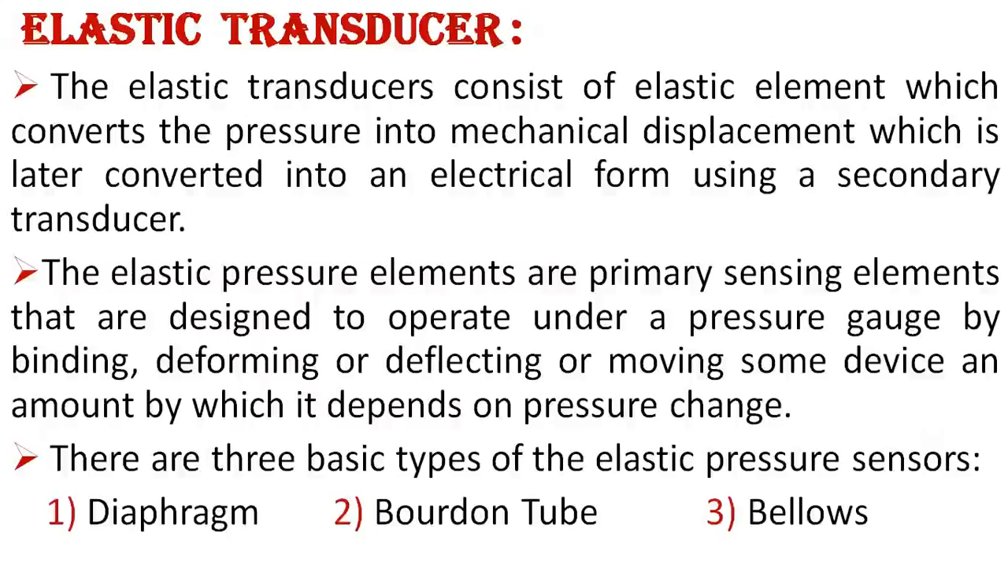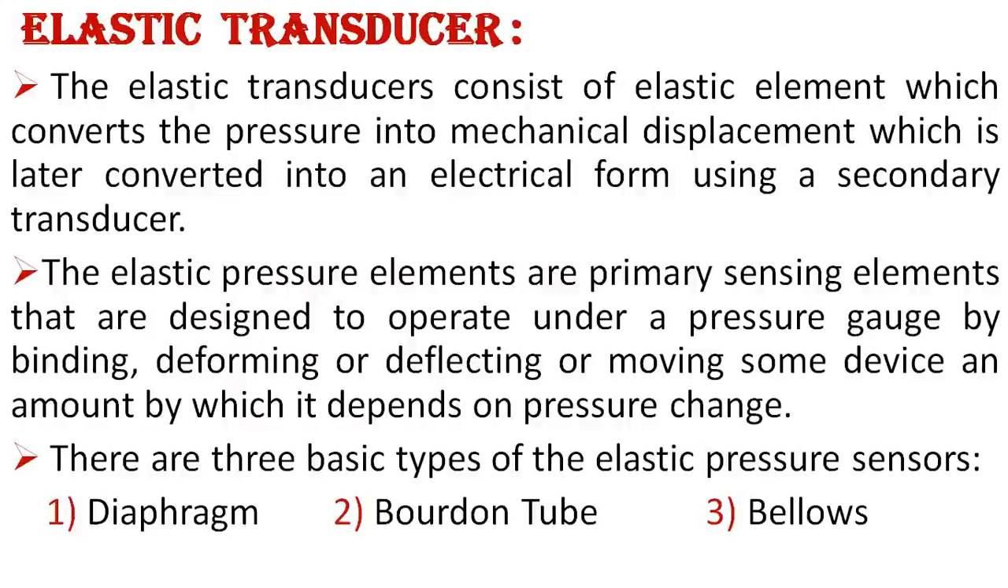Now next concept is the elastic transducer. So what is the elastic transducer? The elastic transducer consists of an elastic element which converts the pressure into a mechanical displacement, which is later converted into an electrical form using a secondary transducer. That is known as the elastic transducer. So it converts the pressure into mechanical displacement, mechanical energy, and that mechanical energy is converted into electrical energy. That is the function of an elastic transducer.